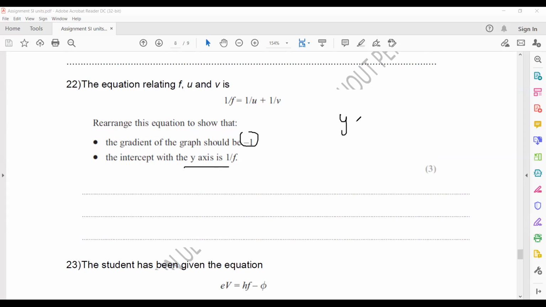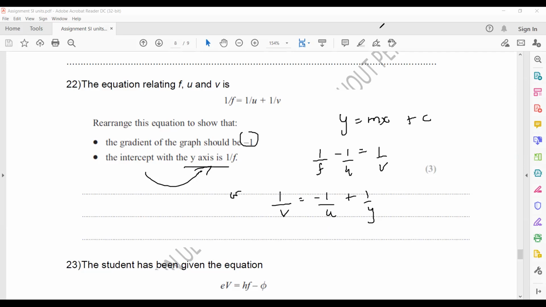So we have y is equal to mx plus c, and I want to show that the y-intercept is 1 over f. So 1 over f should be added with mx. If I rearrange this equation, 1 over u will move to the other side, so 1 over f minus 1 over u is equal to 1 over v. Or I can write 1 over v is equal to minus 1 over u plus 1 over f.